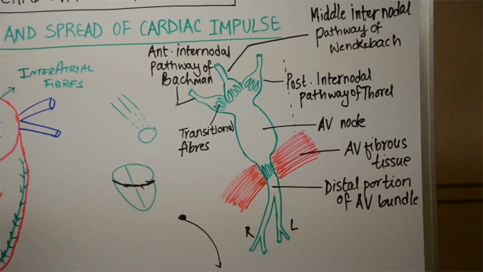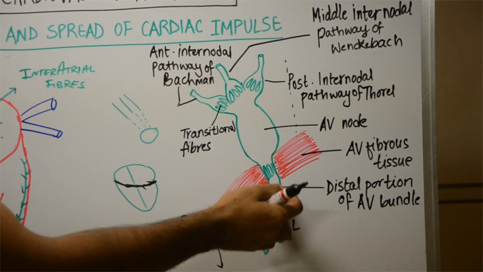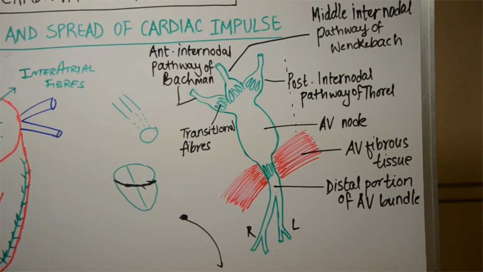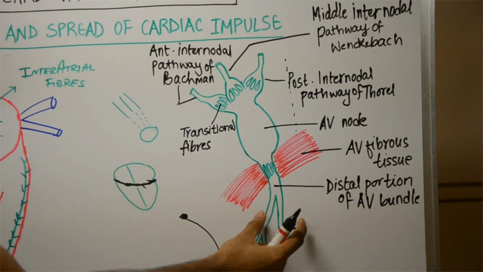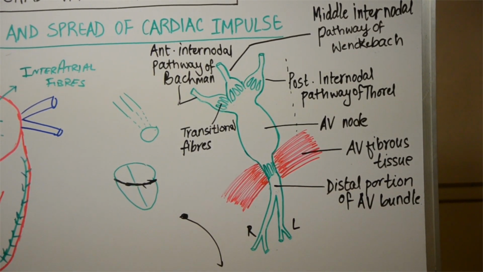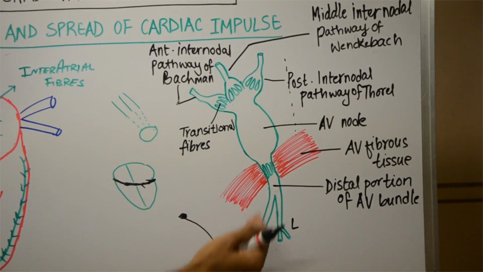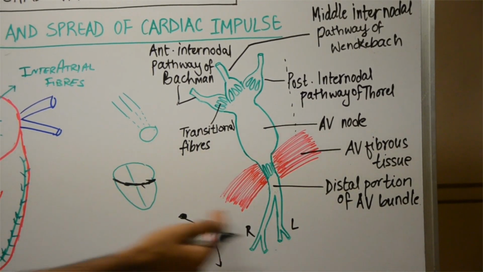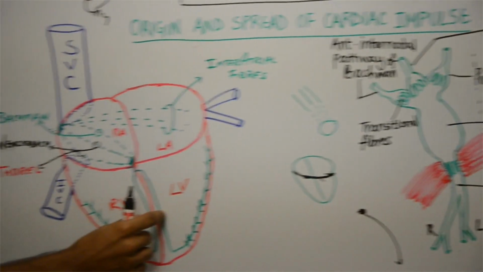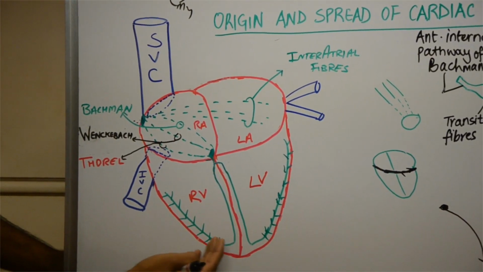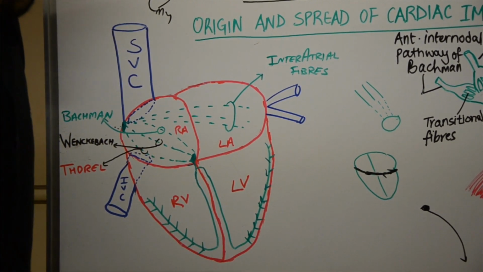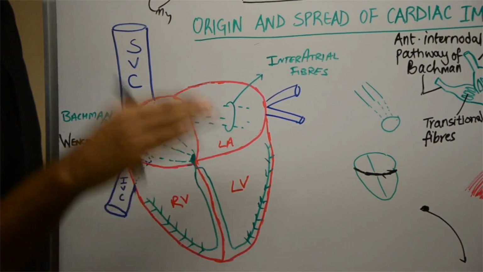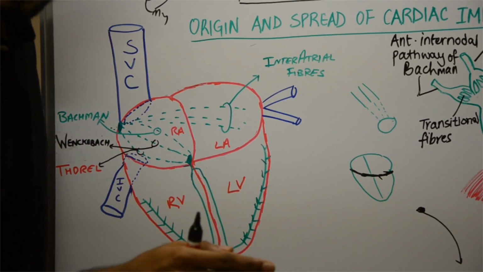The distal part of the AV node, and we all know, slightly extends downwards as the bundle of His, right? And the bundle of His soon divides into right and left bundle branches. Coming back here, these are the right and left bundle branches. They move and further divide into Purkinje fibers. This is all we know, right? So this is the basic anatomy, the basic layout of the conducting system of the heart.